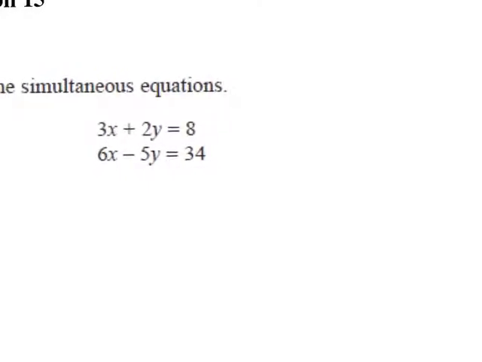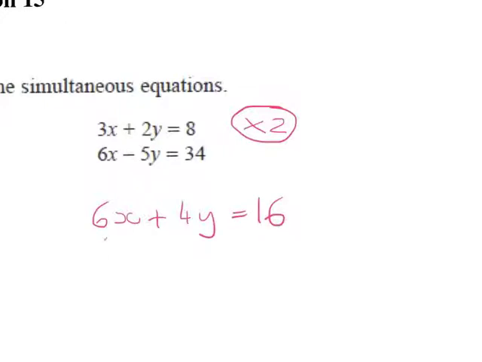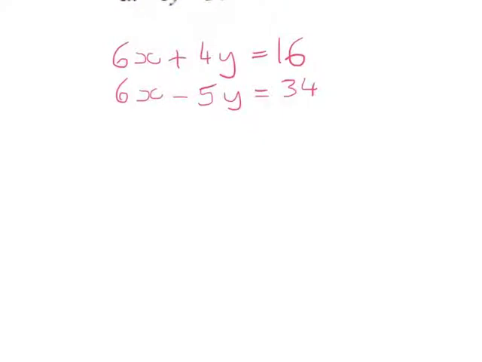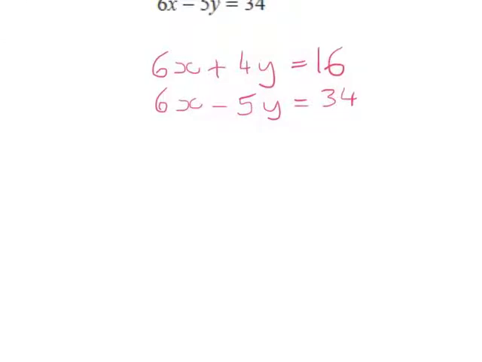Now, what we'll need to do here is turn the top equation into an equation that starts with 6x, so the same on the left hand side. So we're just going to multiply all the top by 2, and we've got 6x plus 4y equals 16. I'm just going to write out the second equation, 6x take away 5y equals 34. So when we say elimination, we're basically just going to eliminate the x's. We're going to take the bottom equation away from the top equation, and that's going to give us the following.